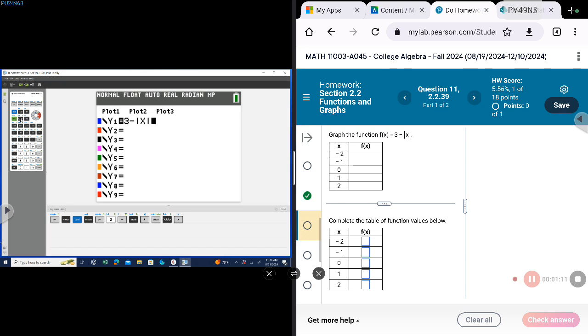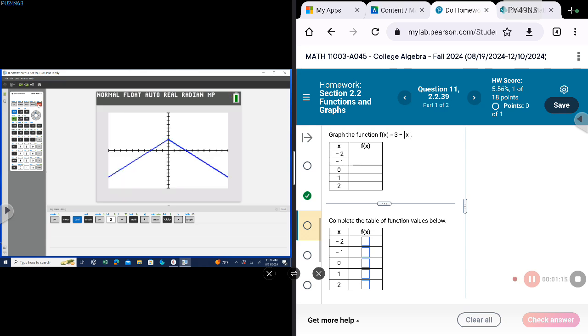So let's graph this to see what the graph is going to look like, because I am going to have to graph this a little bit in MATLAB after I complete this table. So we'll notice that it is that V shape that absolute value graphs make. So now let's go to our table.